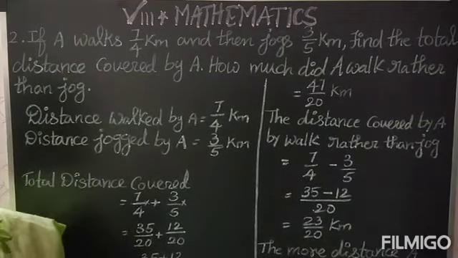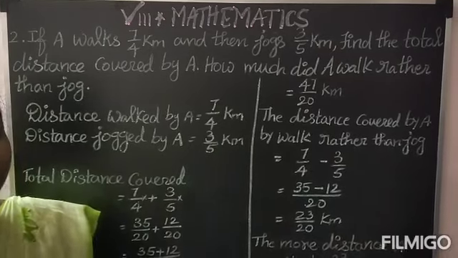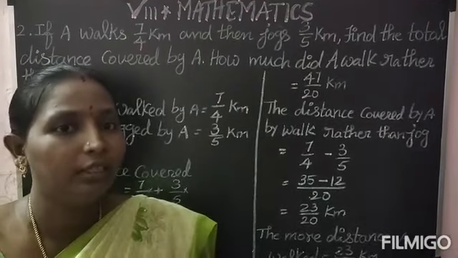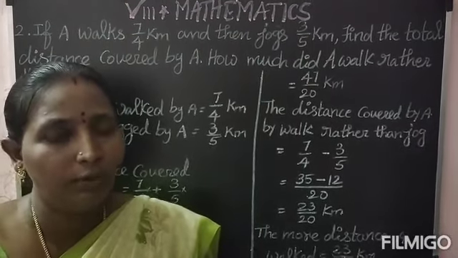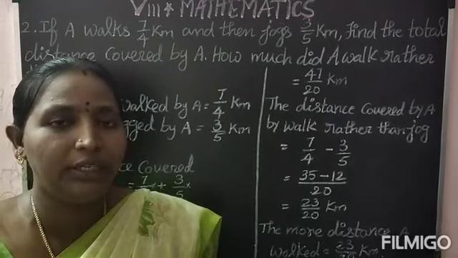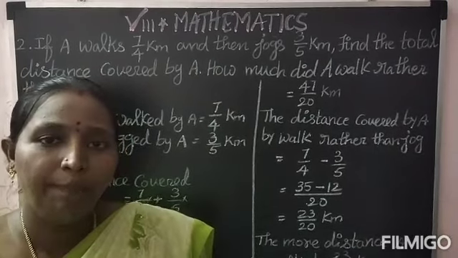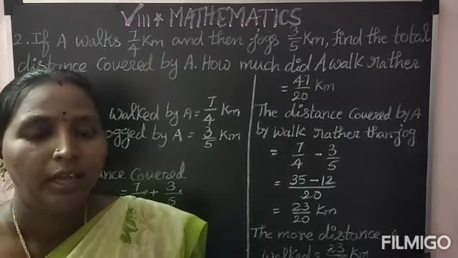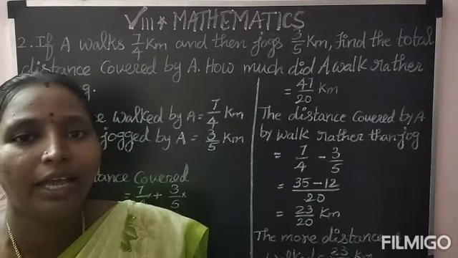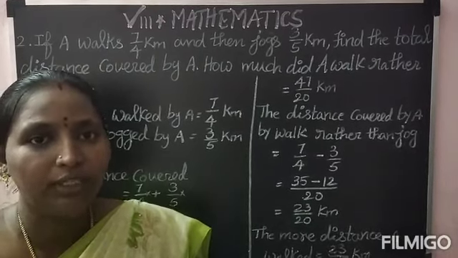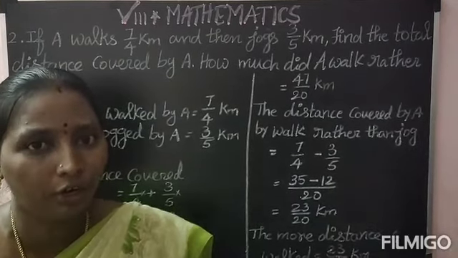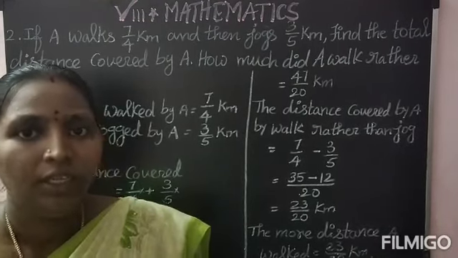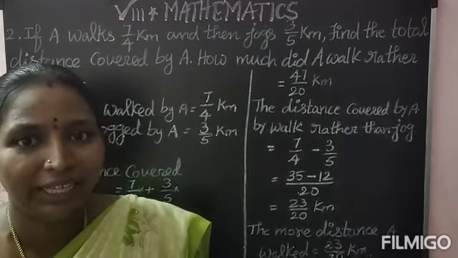So I will give a simple example so you can understand more. Ravi is a person. He walked 5 kilometer and jogged 2 kilometer. How much did he walk and jog in total? How much distance did he cover? What will you say? 5 plus 2, 7 kilometer. It is the same here also. Then how much did he walk rather than jog? Now you are going to find the difference between walking and jogging. So how do we find it? 5 minus 2, you will get 3 kilometers. So he walked 3 kilometers more than he jogged.